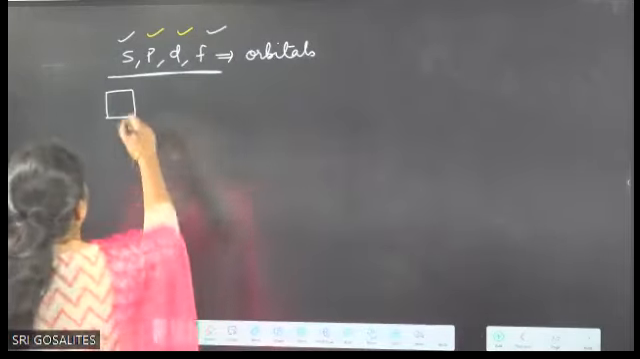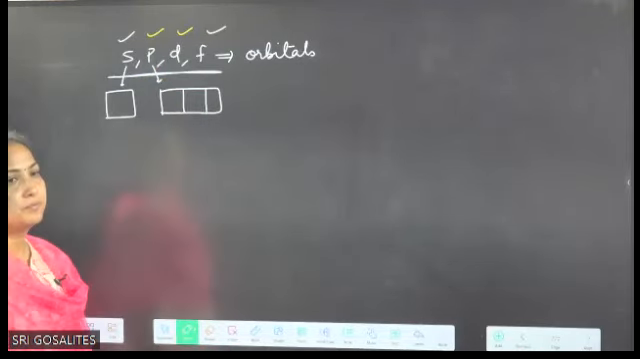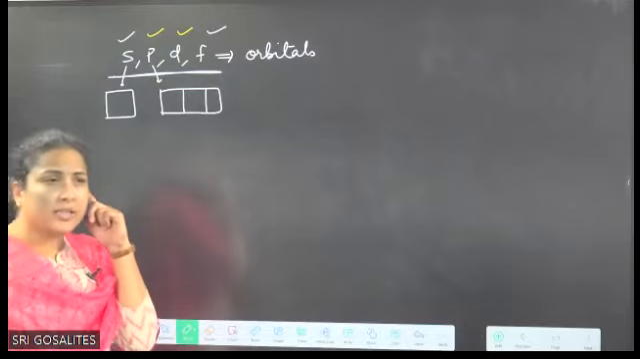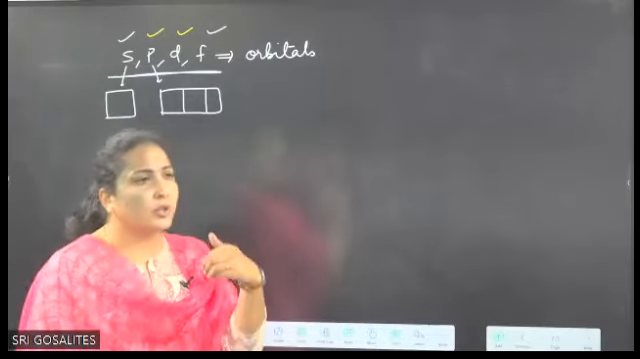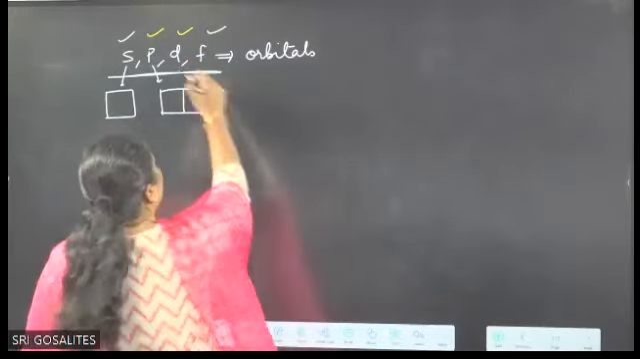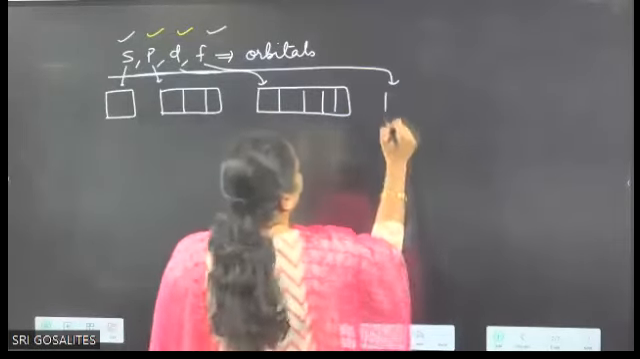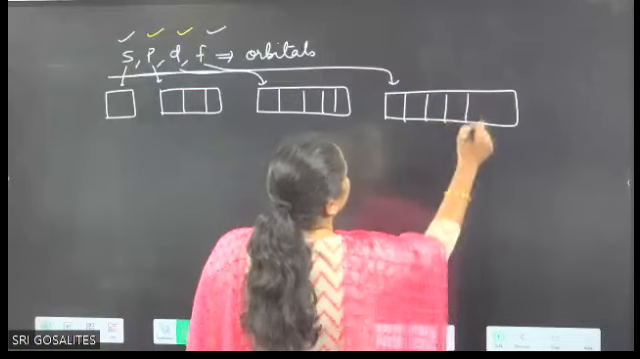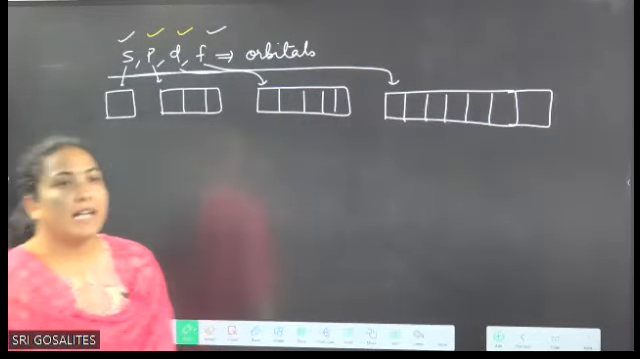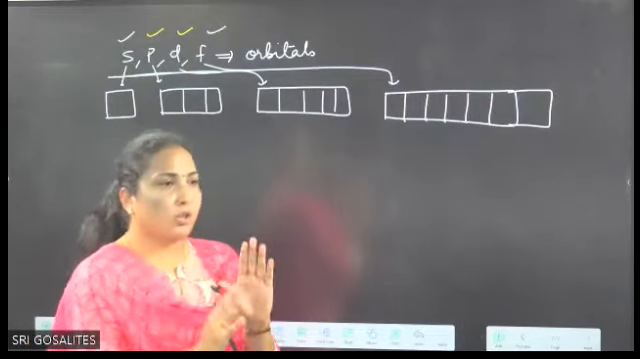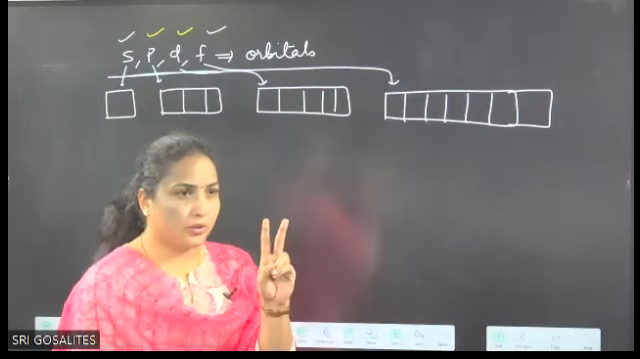So S is like this. For P, you will be drawing 3 boxes. There are also G and H, but for our use, it is only S, P, D, F. For D, how many boxes? You'll make 5. For F, 1, 2, 3, 4, 5, 6, there are a total of 7 boxes. And just remember, the capacity of one box is 2 electrons. In one box, how many can you keep? 2 electrons. So do remember this.